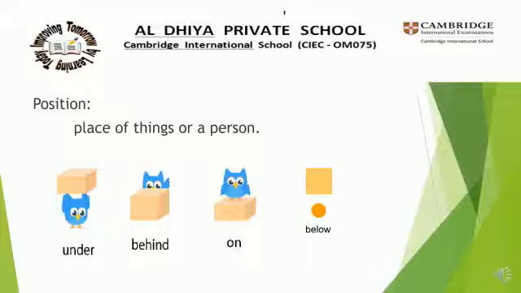Okay students, in this slide I have shown 4 positions. First is under. See the blue bird's position, that is under. The second one is behind. The third one is on. And the fourth one is below. You can understand these pictures very easily.